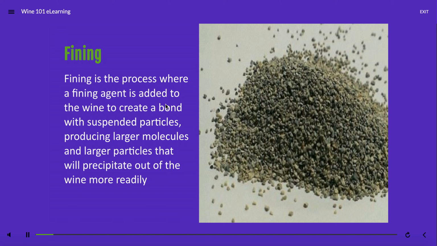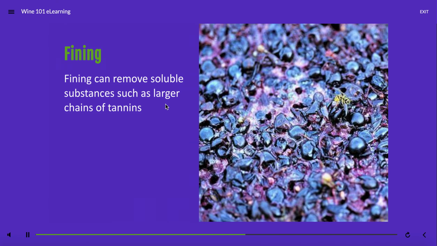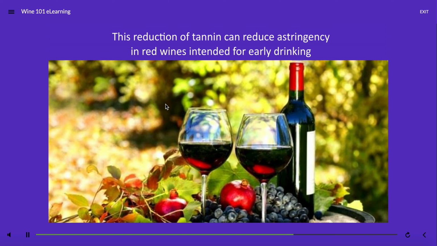Fining is the process where a fining agent is added to the wine to create a bond with suspended particles, producing larger molecules and larger particles that will precipitate out of the wine more readily. Unlike filtration, which can only remove particles such as dead yeast cells and grape fragments, fining can remove soluble substances such as larger chains of tannins. This reduction of tannin can reduce astringency in red wines intended for early drinking. Several types of fining agents include egg whites, gelatin, and fish bladders.